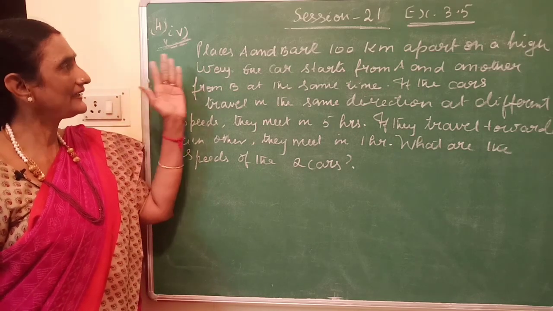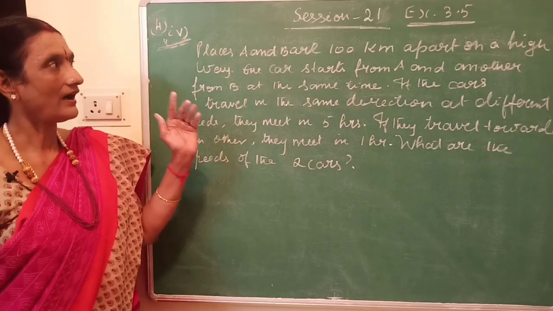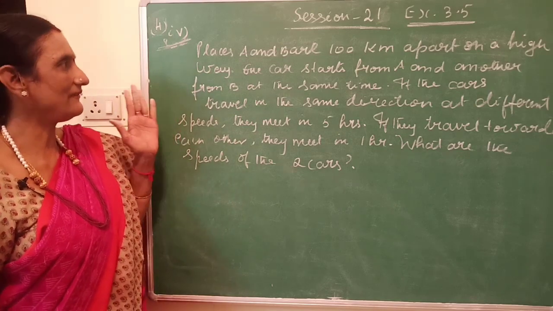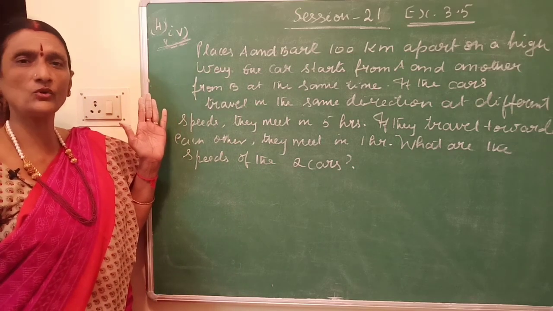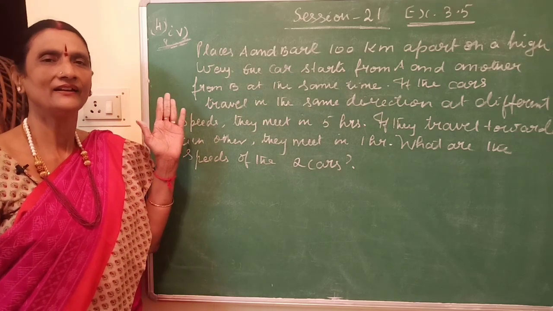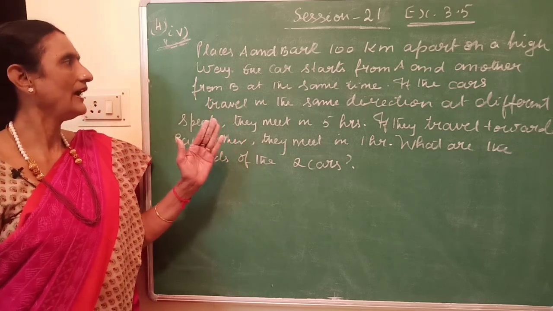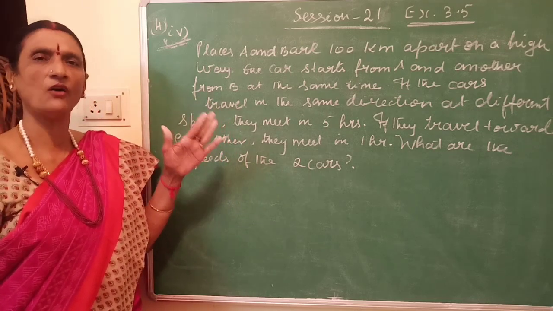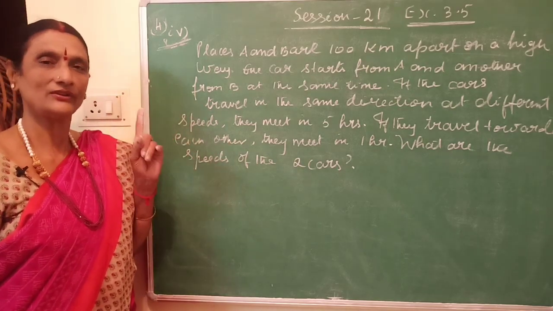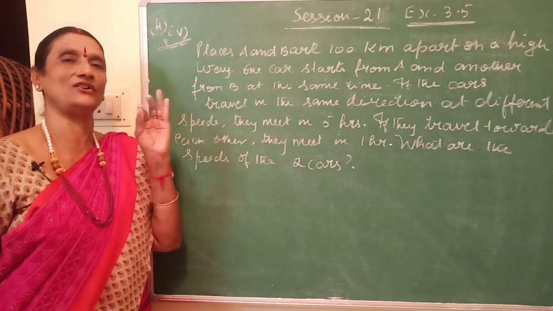Now read the sum. Places A and B are 100 kilometers apart on a highway. Yeah, we do see so many places, we do come across many destinations when you travel on a highway, isn't it? One car starts from A and another from B. How are they starting? Both of them are starting at the same time. So these things you have to quickly understand and then register in your mind.